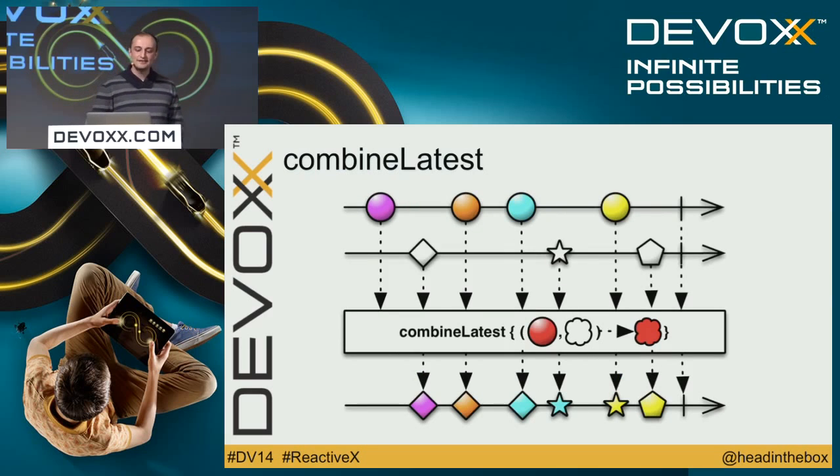Another one, combine latest. And I'm showing you this one because we will see it in action in a minute. This takes two observables, one that emits circles with different colors, and the other one shapes with no colors. And then it takes a combining function, which takes the latest item emitted by the first and the latest of the second, and then combines them and emits that. So this basically combines the latest emitted values from the observables into one value.